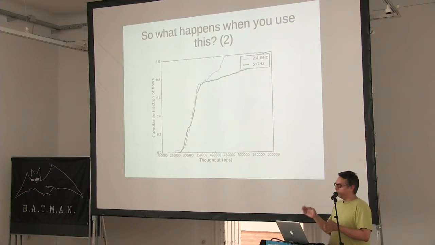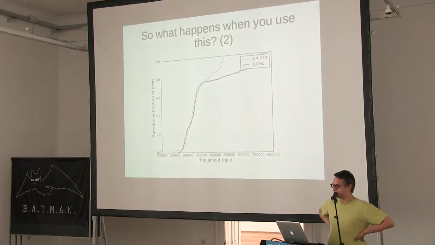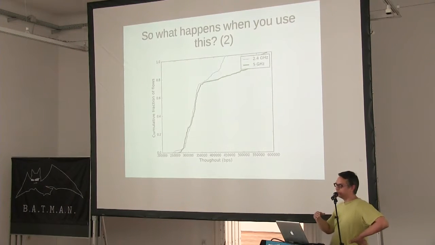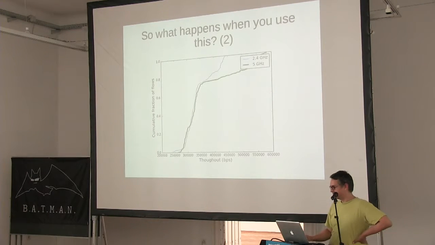We also had this experiment where we tried to download stuff from a local node, and this also works better for the 5 gigahertz band. For instance, if you take the 80th percentile, then this is lower for the 2.4 gigahertz band than for the 5 gigahertz band. So the thick green line extends further to the right, which basically means better performance in this case.